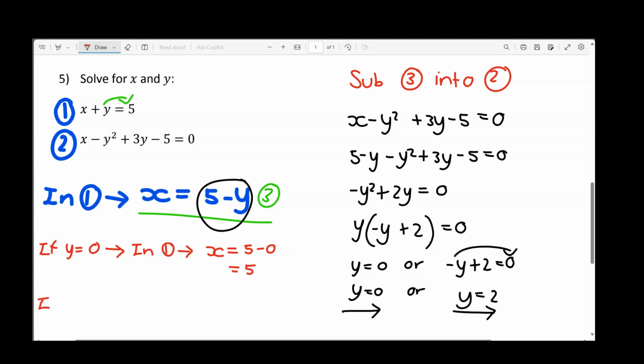And then if y is equal to 2, then again, we're going to do it in equation 1. x is going to be equal to 5 minus 2, which is 3. So then we can see either x is 5 or x is 3. Okay, so there's our x value. So we've either got 5 and 3, or our y values, you've got 0 and 2.